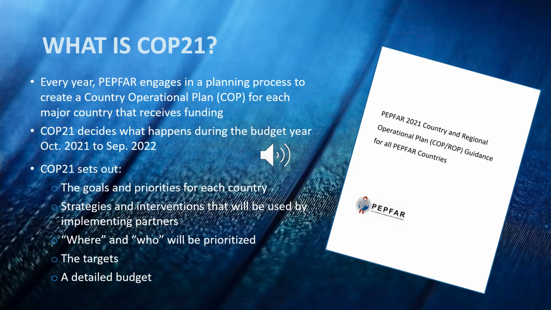Every year, PEPFAR engages in a planning process to create a country operational plan, or COP, for each major country that receives funding. The COP is an annual plan that sets out PEPFAR's strategy for the following year. COP21 decides what happens during the budget year October 2021 to September 2022. COP21 sets out the goals and priorities for each country, strategies and interventions that will be used by implementing partners, where and who will be prioritized, the targets, and a detailed budget.